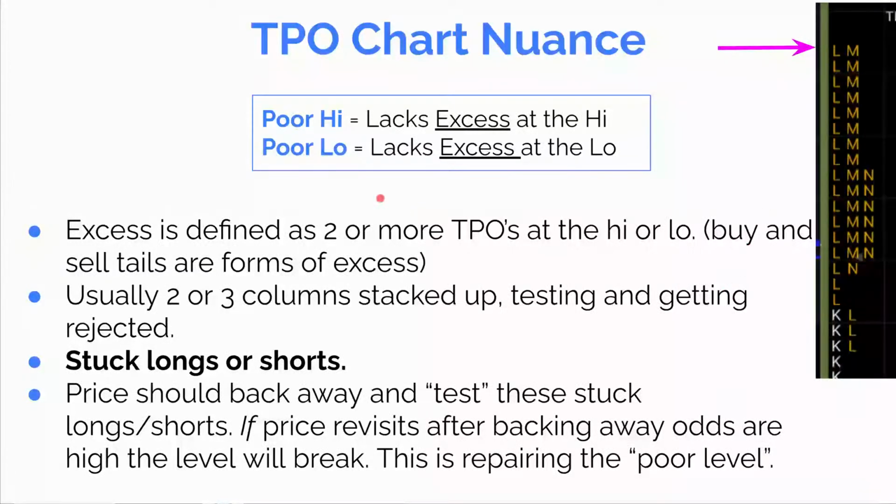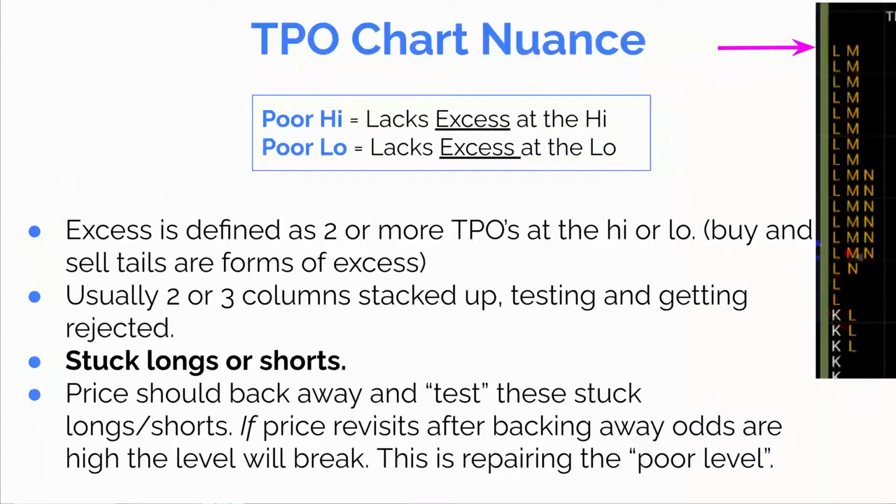And so it's called a poor high because it lacks excess. Just think of it this way: you're poor if you don't got excess, right? Excess money. At least that's how I think of it. It's poor when I do not have any excess, and poor low when you have this pattern at the low. That's just an easy way to remember it. But what we're really looking for here is stuck longs, stuck shorts, and it provides us an opportunity to trade in the other direction.